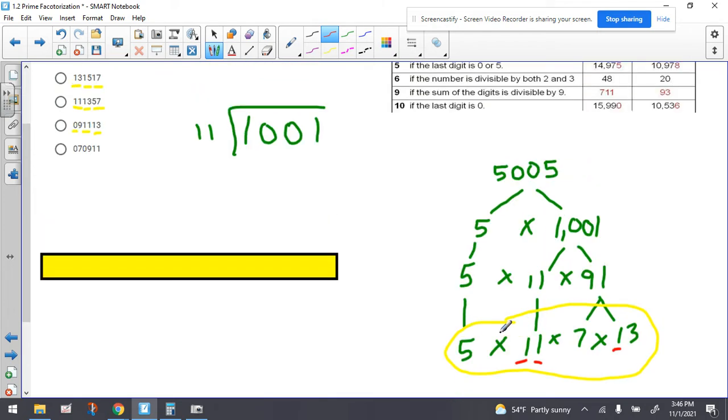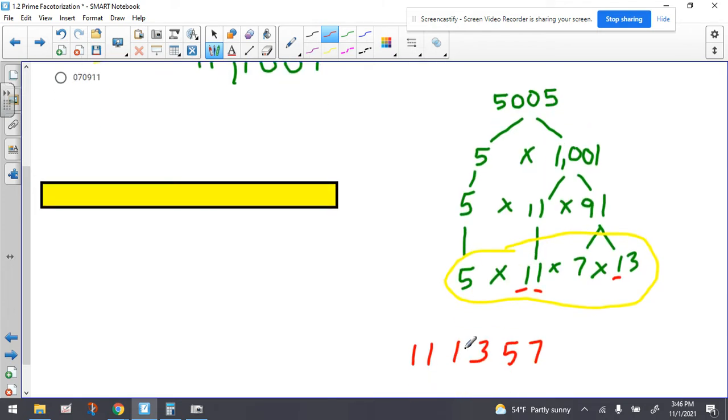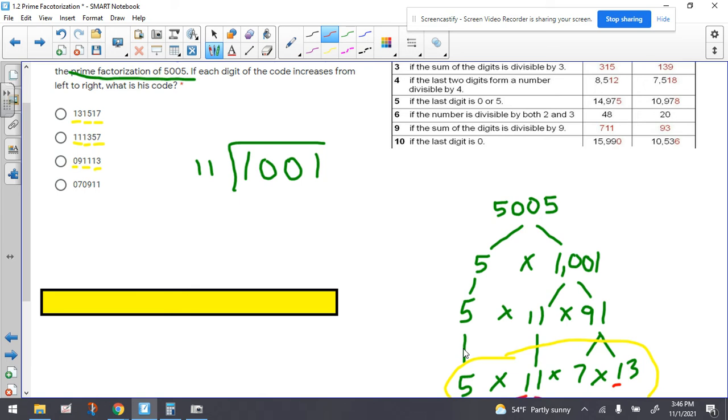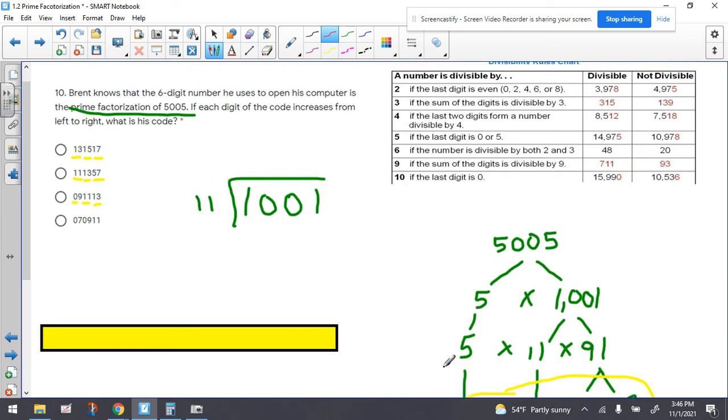Now look at the answer choices. Does what I have written here match any of the answer choices? And if so, then you're going to go ahead and pick that.